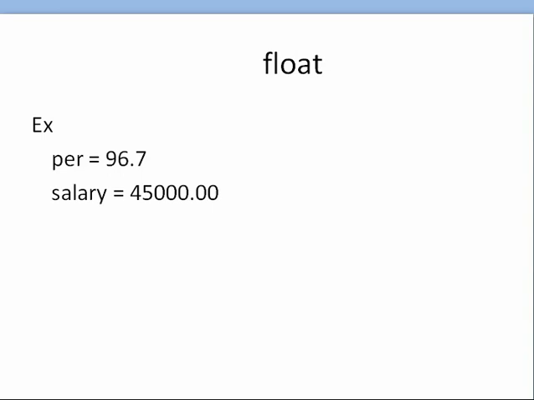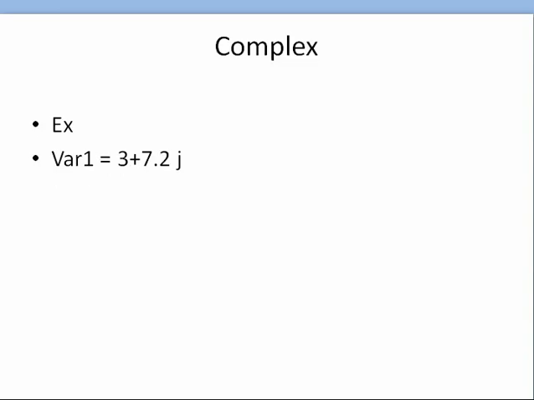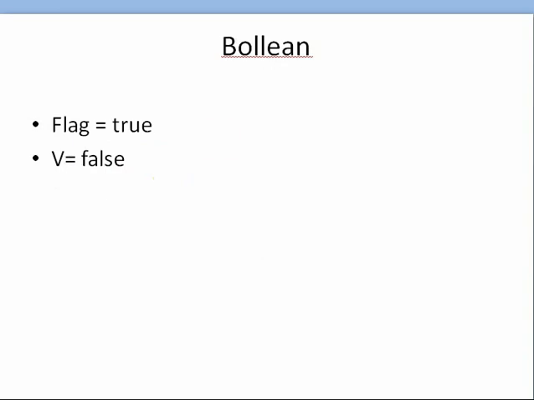Third type is complex. For example, variable1 equal to 3 plus 7.2j. Okay. Next data type is boolean. Boolean is the data type where you can store only two values, true or false. So flag equal to true means flag is a variable of boolean. Second, p equal to false.